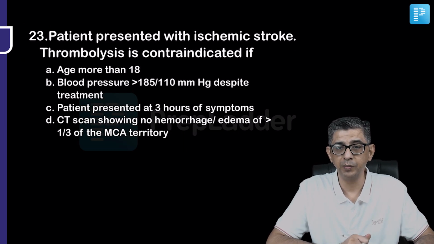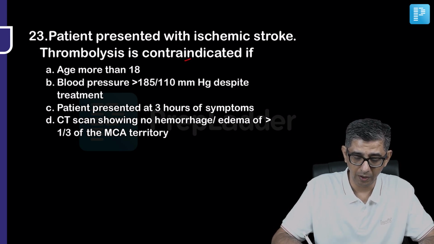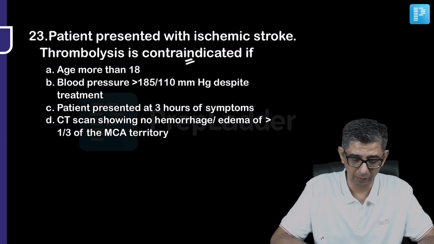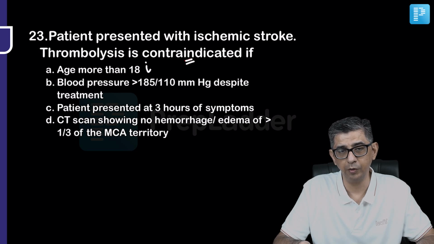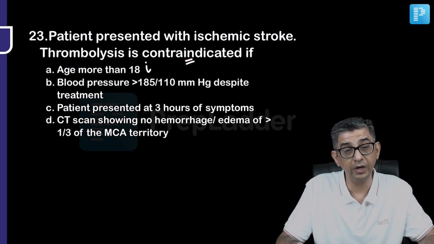The next question says a patient is presented with ischemic stroke, thrombolysis would be contraindicated. Option A talks about age more than 18 years. So I'll just put an I to say that this is the indication. I mean, a person less than 18 is a contraindication, but age more than 18 is an indication for thrombolysis in stroke.